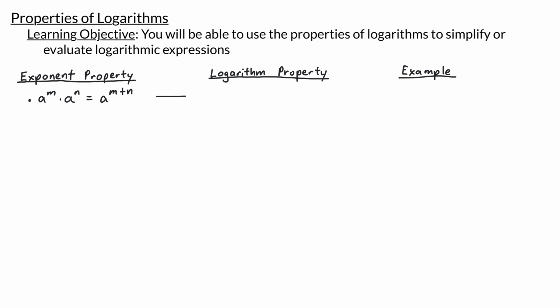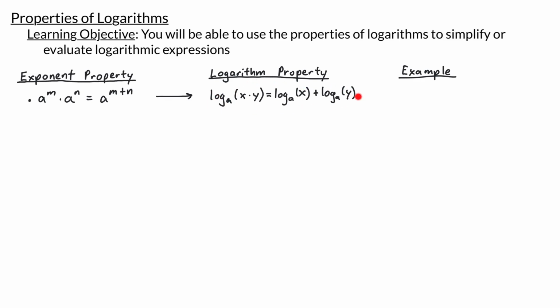Now, the corresponding log property says this. If we have log with base a of x times y, then this can be rewritten as log with base a of the first factor x plus log with base a of the second factor y.